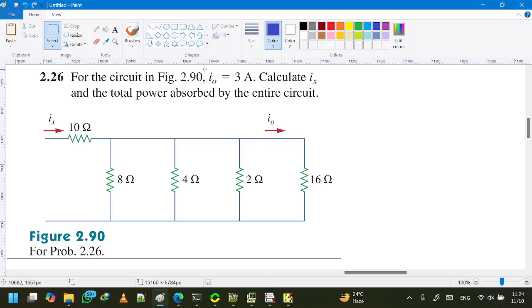We see that our I0 is given as 3 ampere in the question. Now they told us to calculate Ix. So first things first, we can apply Ohm's law to find the voltage across these 16 ohm resistors. We know that V equals IR. So this voltage will be 16 multiplied by 3, which is 48 volt.